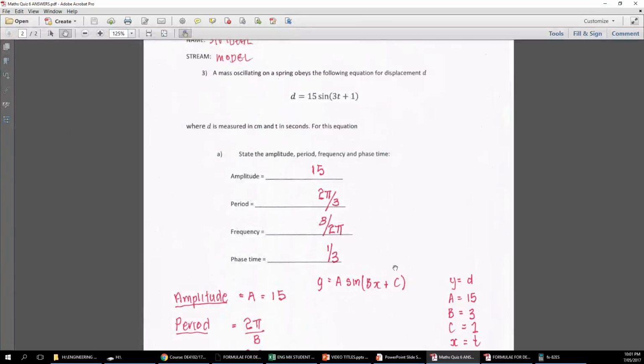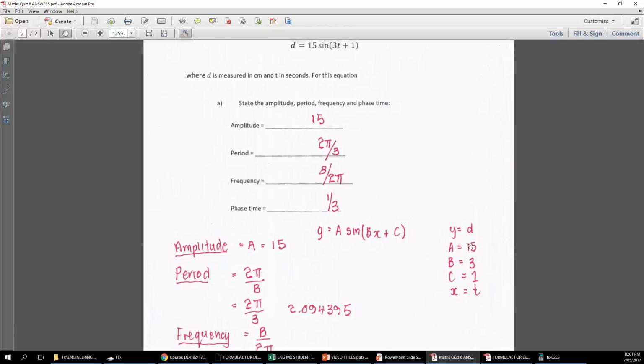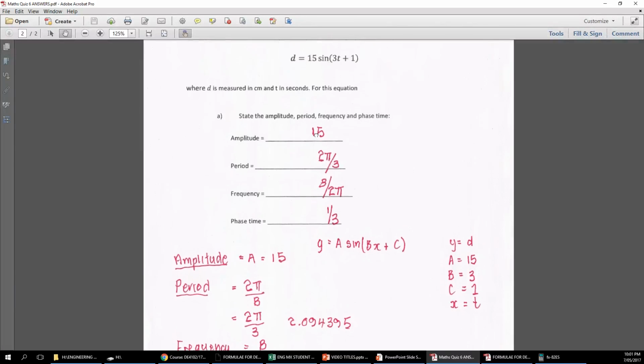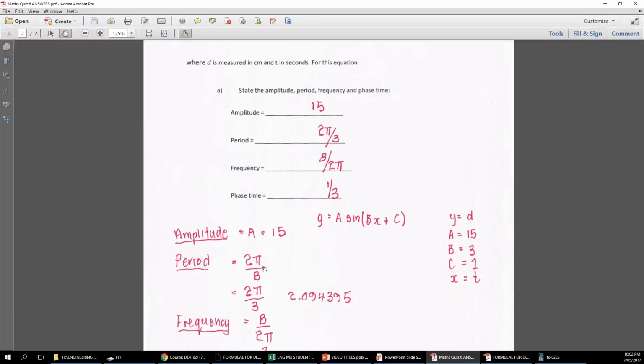All right. So I've written out the standard equation here from the formula sheet, y equals a sine bx plus c, and I compare it with this equation here. I get a is 15, b is 3, and c is 1, and x is equal to t in the thing. So now we want to work out the amplitude. Well, straight up, that's a no-brainer. That's 15. That's the amplitude. Done and dusted.